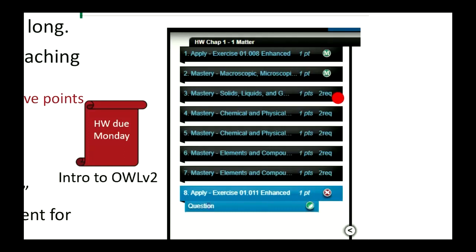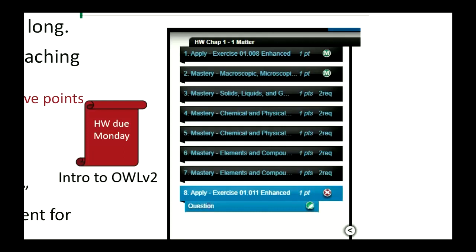Note that this question says 2 required. So in this question, there might be 3 questions in the set, but you only need to get 2 right in order to master it. Just FYI, make sure you read that. Some sets give you 3 questions, but you only need to master 1. So make sure you're not doing more than you have to earn mastery on a set.